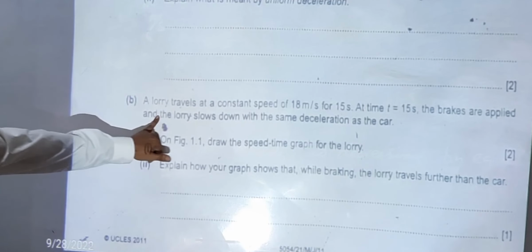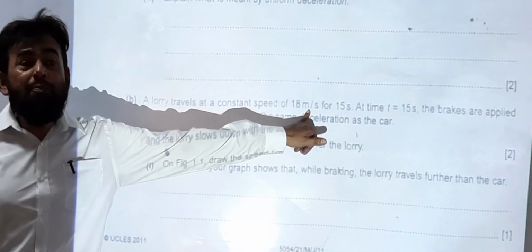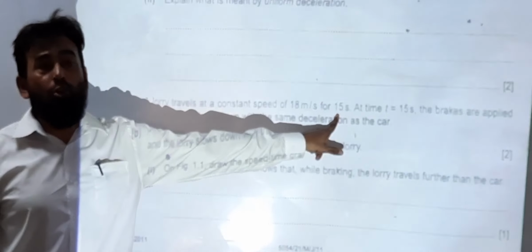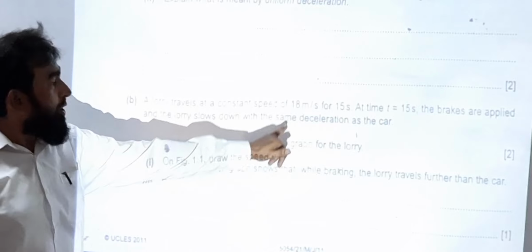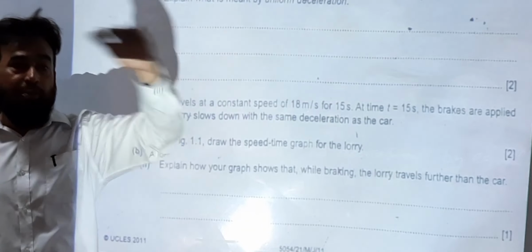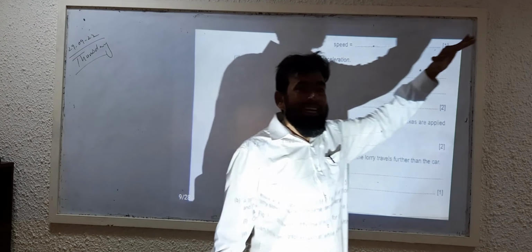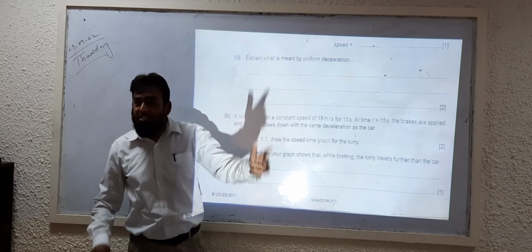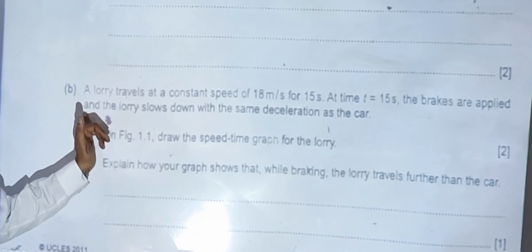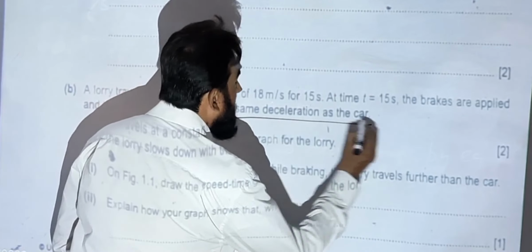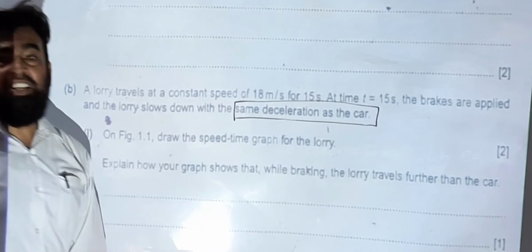Now, a lorry travels at a constant speed of 18 meter per second. It is very important to understand this question. A lorry travels at a speed of 18 meter per second for 15 seconds. You will have to keep this in your mind. At time t equals 15 seconds, the brakes are applied. It means it was moving with constant velocity of 18 meter per second for 15 seconds, and after the 15th second, the brakes are applied. The lorry slows down with the same deceleration as the car. It is very important to see that it is the same deceleration as the car. You will have to keep this in your mind.